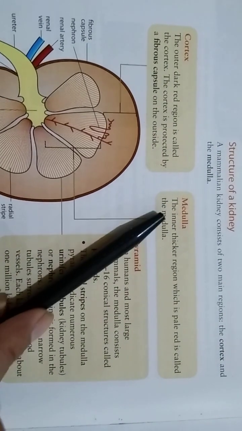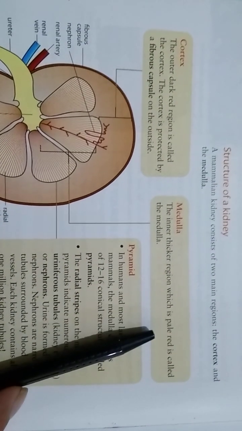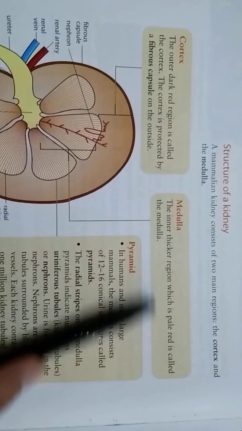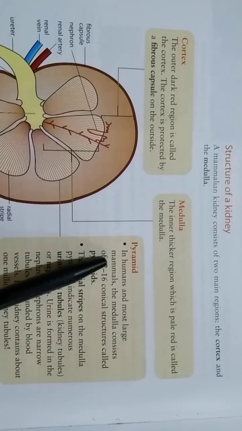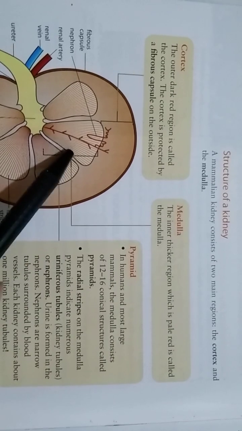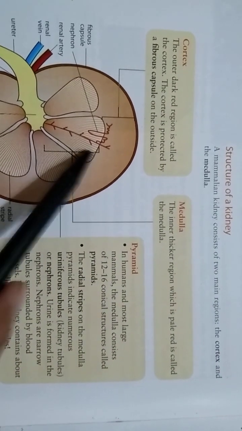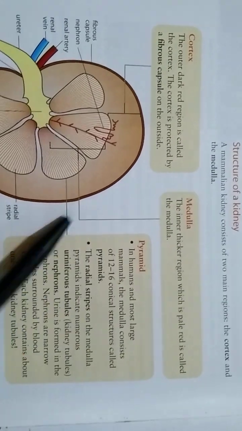Medulla. The inner thicker region, which is pale red, is called the medulla. This is the inner structure of the kidney.